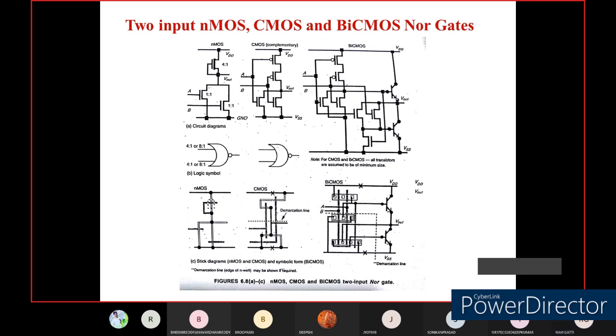This is the circuit symbol, how you can create it. This is for the NOR gate.